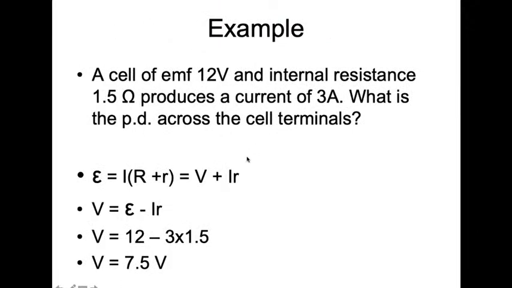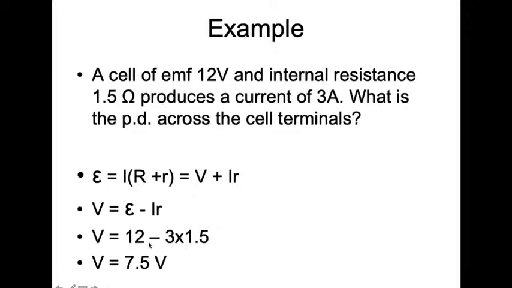So hopefully this is pretty easy math for you guys. You're all smart, you can all do this. Here's an example. We know the EMF is 12 volts, the internal resistance is 1.5 ohms, and it produces a current of 3 amps. We want to find the potential difference across the cell terminals, right? So cell terminals would be related more to the internal part of it.